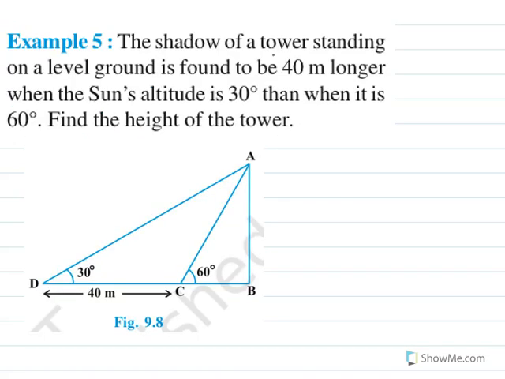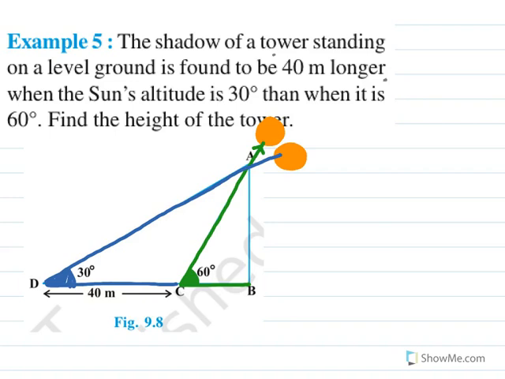The shadow of a tower standing on a level ground is found to be 40 meters longer when the sun's altitude is 30 than when it is 60. Find the height of the tower. So here the sun is at two positions. First, the sun is at this position here. Always draw the horizontal first, and this would be the angle of elevation when the sun is at 60. Then after some time the sun would come down, and maybe it would be at this position now. So the angle of elevation would also change. Here is the horizontal, and this would be the angle of elevation now, and this angle is 30.